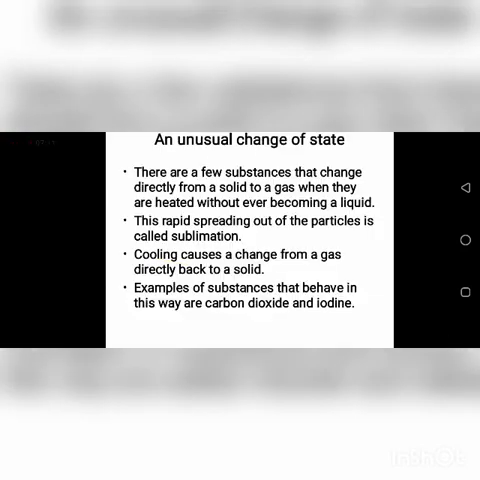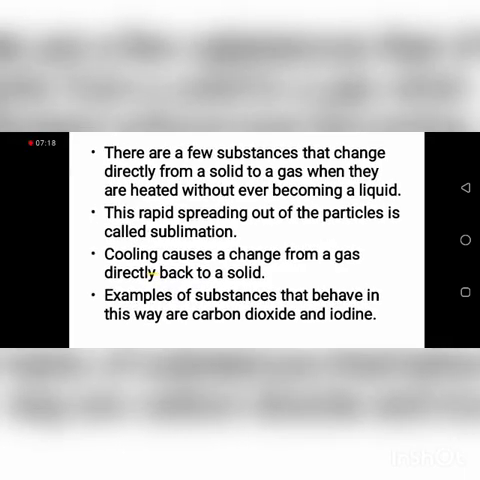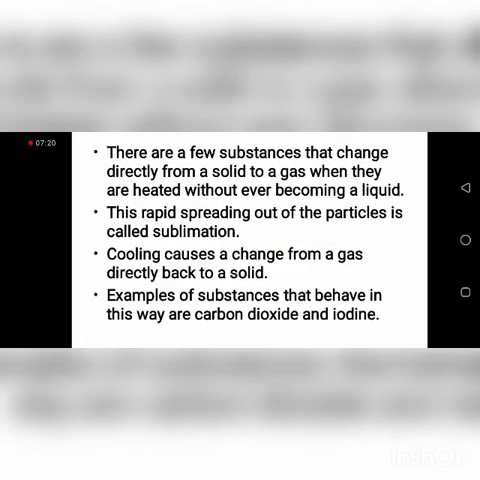So now look at an unusual change of state. We have seen it there, and that is what we call sublimation. When the solid changes directly to gaseous without passing through the liquid state, it's an unusual change of state. We call it sublimation. There are few substances that can change directly from solid to a gas when they are heated without ever becoming a liquid. This rapid spreading out of particles is called sublimation.